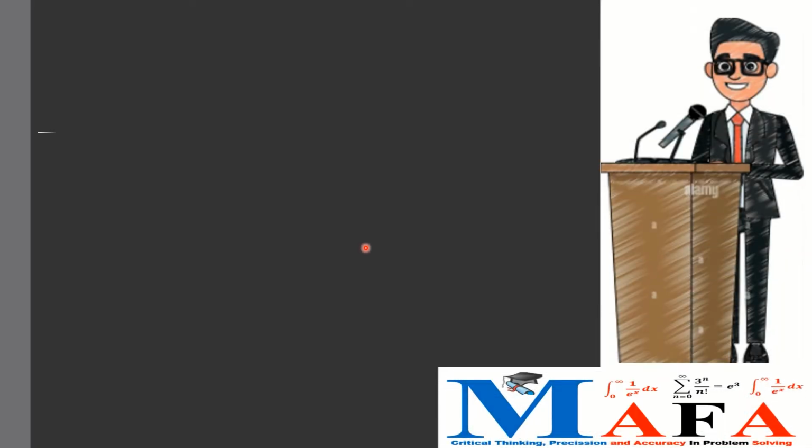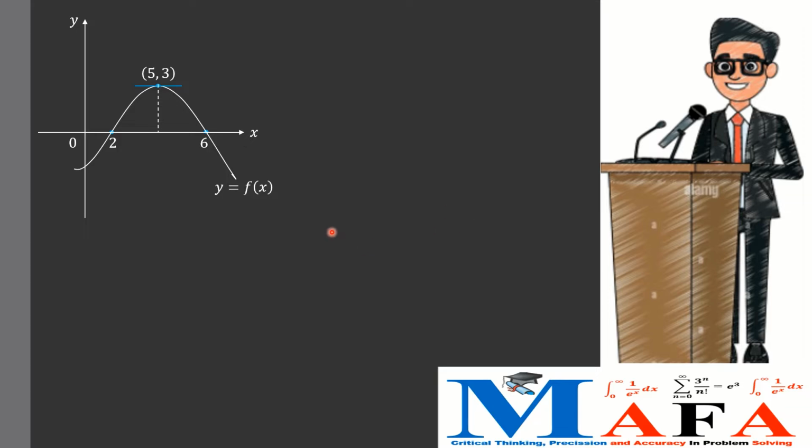Hi guys, in this video we are going to be solving another interesting math problem that came in the Turkish scholarship examination. Now here is a graph that was given to the students, and the question was asking them to find g prime of 5, provided g of x is equal to f of x divided by x.